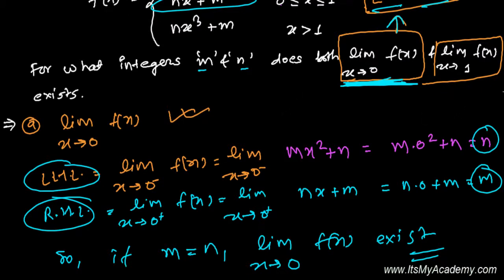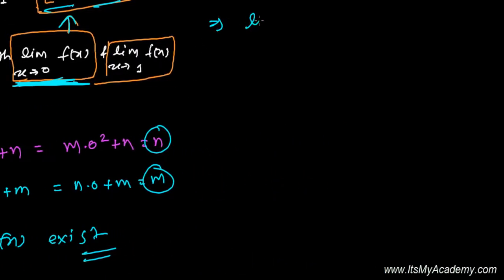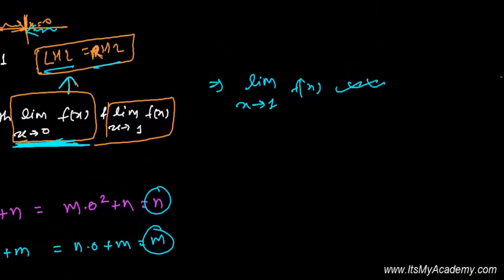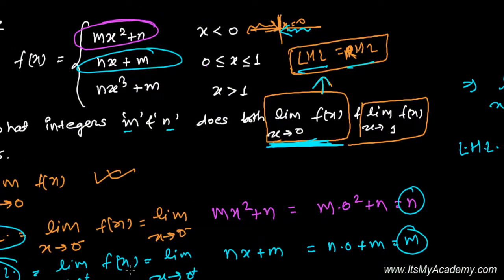Now let's go for the second question, the limit when x tends to 1 of f of x. Let me write the question first. Whether it is going to exist or not, what will be the condition for m and n for this limit to exist? Let's check it. First we need to find the left hand limit, and the left hand limit will be limit x tends to 1 minus f of x. So here x is very slightly smaller than 1. When it is a little smaller than 1, you tell me, my friend, what will be the most appropriate function? It is not less than 0, it is not greater than 1. So this will be our choice, nx plus m.